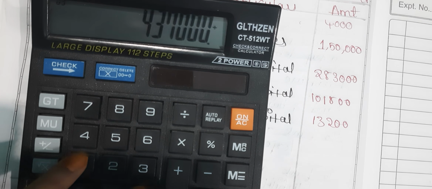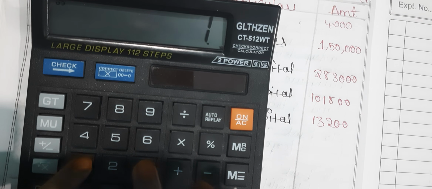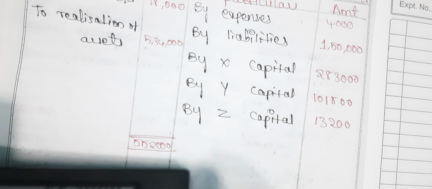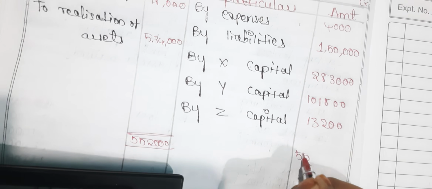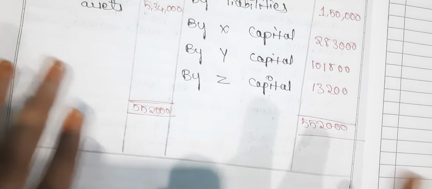1528, 10, 13. See, we got 552,000. Done. We are done with our problem.